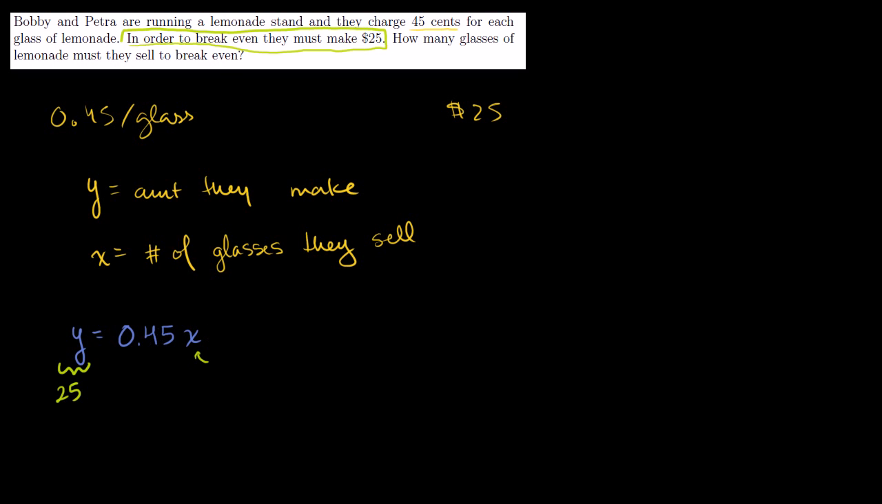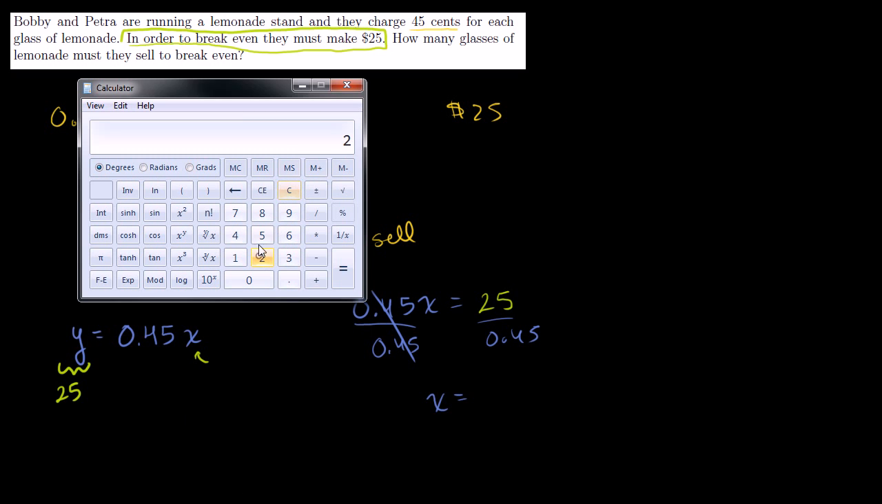So how many glasses do they need to sell? Well, you just set this equation. You say 0.45x has to be equal to 25. We can divide both sides by 0.45. On the left-hand side, you're just left with an x. You get x is equal to 25 divided by 0.45, so they would have to sell 55.55 glasses, or 56 if I round.